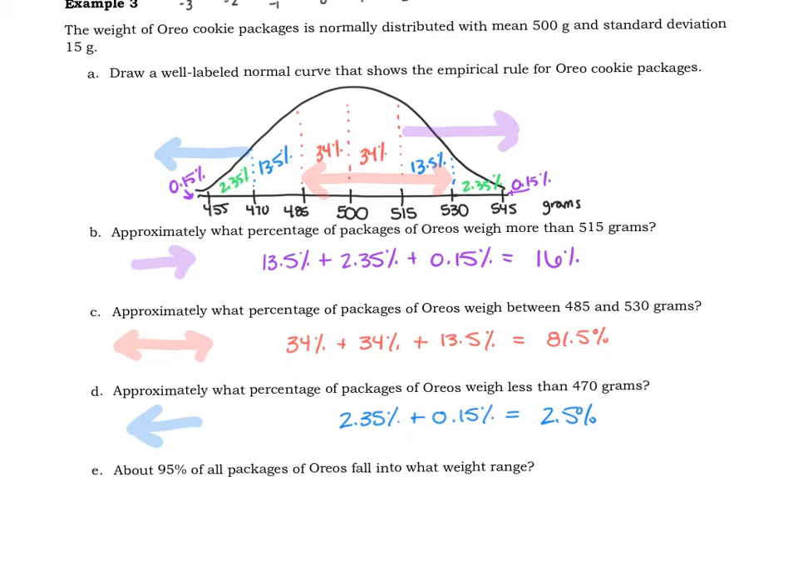And then last but not least, about 95% of all packages fall in what range? Well, remember, 95% fall within 2 standard deviations of the mean. So the mean there in the middle, so 2 standard deviations goes from here to here. Okay, the one I'm doing in yellow. And now it wants to know what are those weights. So on the lower end, that would be 470 grams, up to, on the upper end, 530 grams of Oreos.